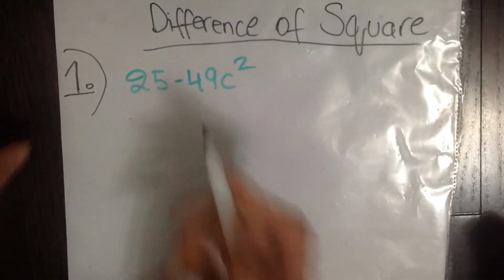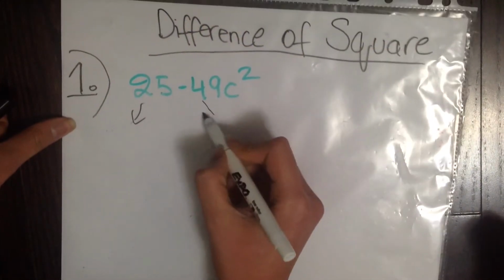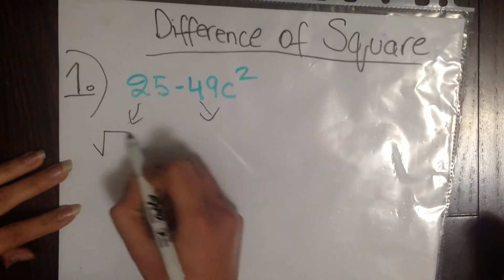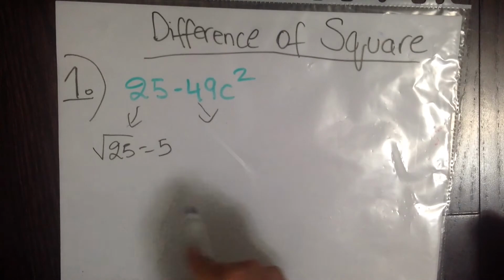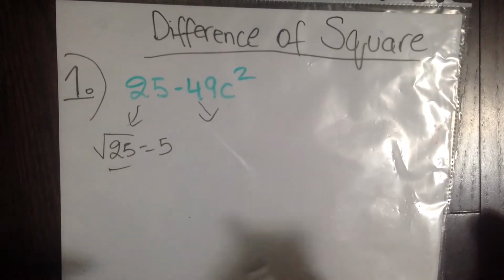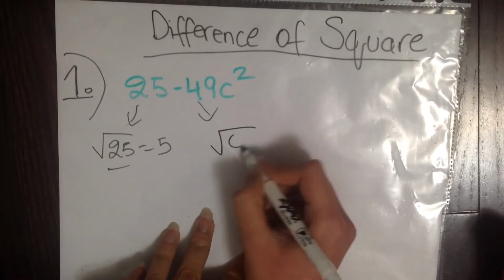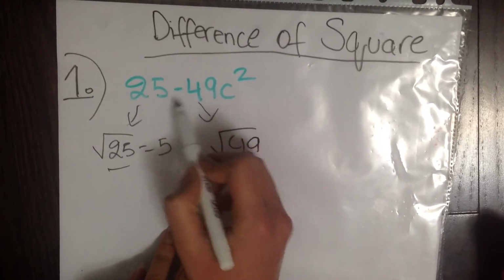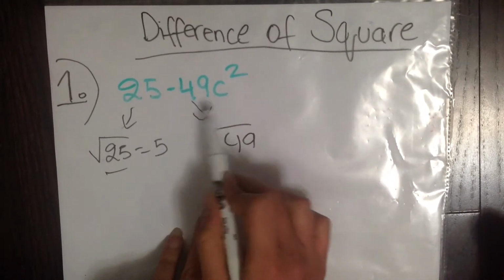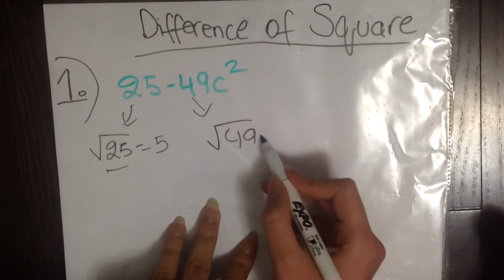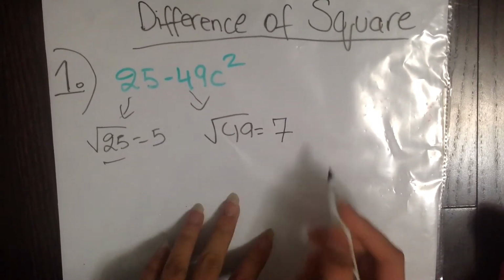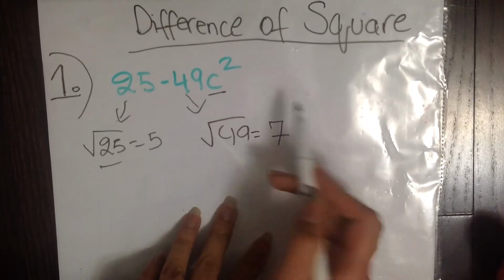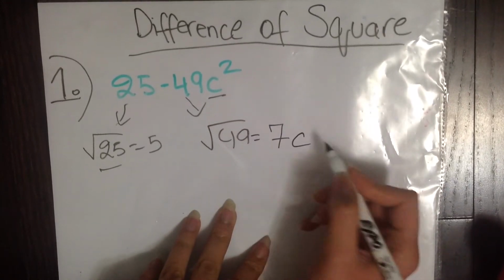You have to take the square root of both the numbers, okay? So you just square root that, and this will give you 5 because 5 times 5 is 25. And when you square root 49, you just leave the negative for now. So when you square root the 49, you will get a 7 since 7 times 7 is 49. And notice how there's a c squared, so you can just put that as c.